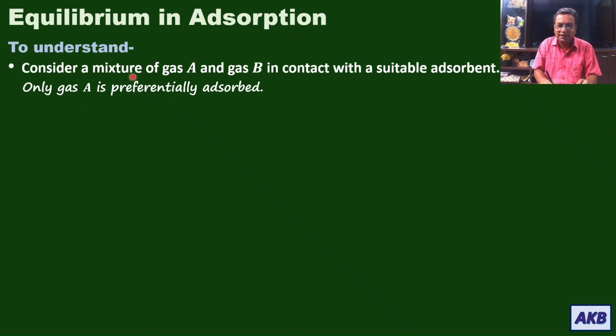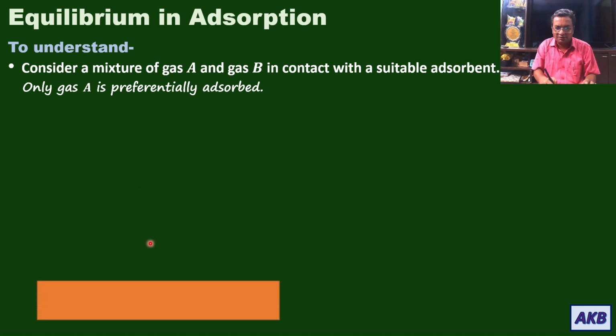So we are considering a mixture of gas A and gas B that is in contact with a suitable adsorbent, and the adsorbent has an ability to adsorb only gas A. So in this case, out of A and B, gas A is preferentially adsorbed on the surface of the adsorbent. That is the case we are considering over here.